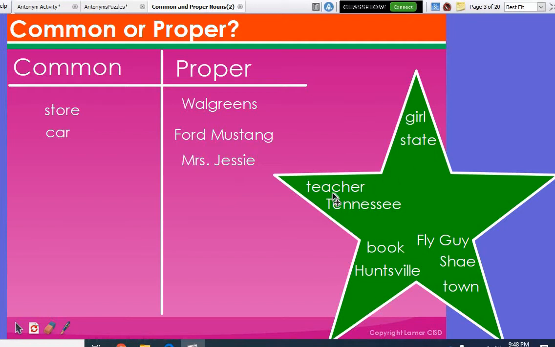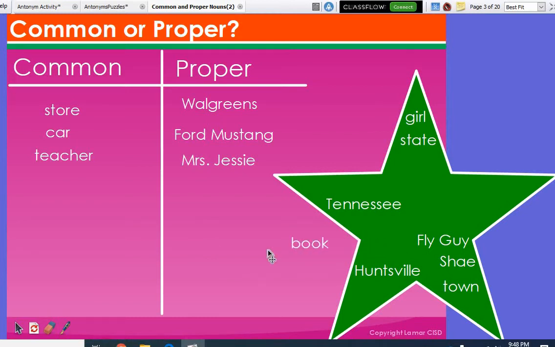Oh, but if I come over here, I can also see teacher. A teacher is what I am, but that's not my name. My name isn't Mrs. Teacher. So that would be a common noun because you could be talking about any teacher. It could be Miss Jessie, Miss Mary, Miss Donna, Miss Lisa, any teacher. But if you actually say their name, that's when it becomes proper. So teacher would just be common because that could be any noun, anything. But that's a name, so that's proper.